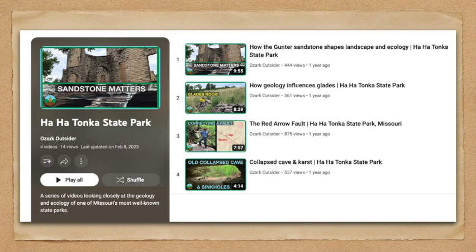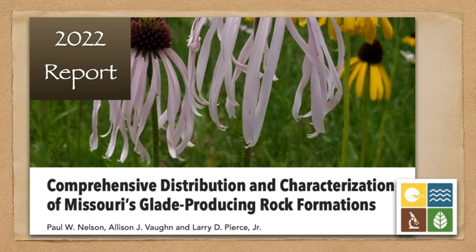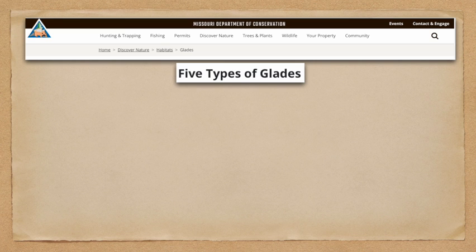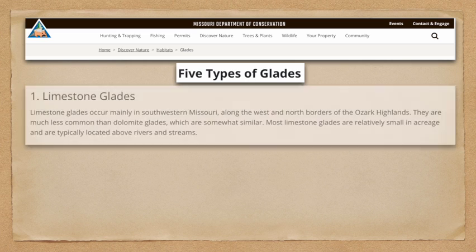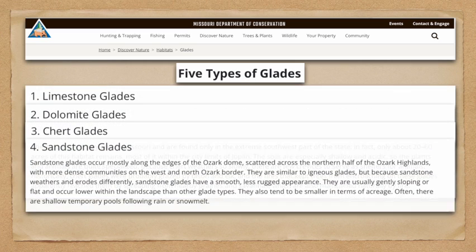The full story is actually more complicated, and we encourage you to check out our channel's playlist of videos exploring the geology of Hahatonka and its effects on park ecology. Geology is pretty key to distinguishing and classifying many plant communities in Missouri, and glades were a focus of a recent Department of Natural Resources report on the topic. And MDC also recognizes 5 types of glades that are classified not specifically by their plant communities, but by their bedrock type. So limestone, dolomite, chert, sandstone, and igneous glades.